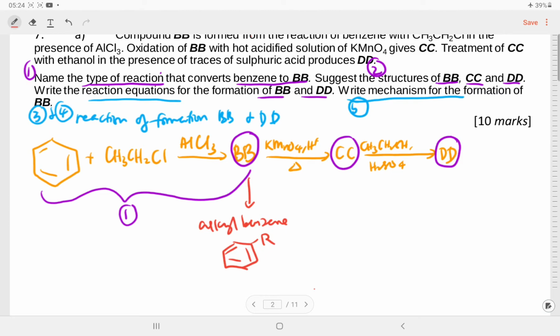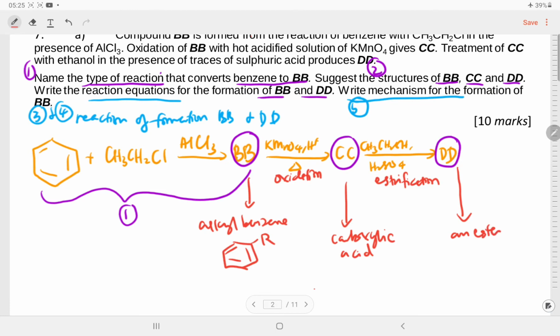Next, your alkyl benzene undergoes oxidation and you have your CC. CC is normally a carboxylic acid, because when alkyl benzene undergoes oxidation, you have a carboxylic acid. And when carboxylic acid reacts with ethanol in the presence of sulfuric acid, you know that this is esterification. So DD is an ester. This is how you try to get your structure and your answer. By doing this, you are guided to look for your answers.